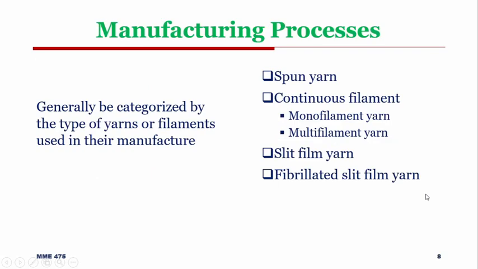Now the manufacturing process. Generally, it can be categorized by the type of yarns or filaments used in their manufacture, like spun yarn, continuous filament, which can be of two types, monofilament yarn and multifilament yarn. Also, there is slit film yarn and fibrillated slit film yarn. My group mate Hridoy will discuss this process elaborately.